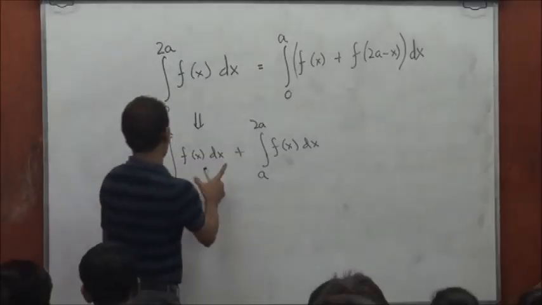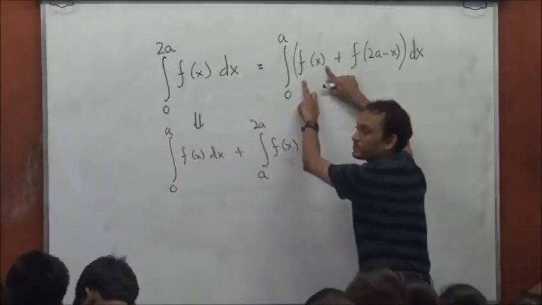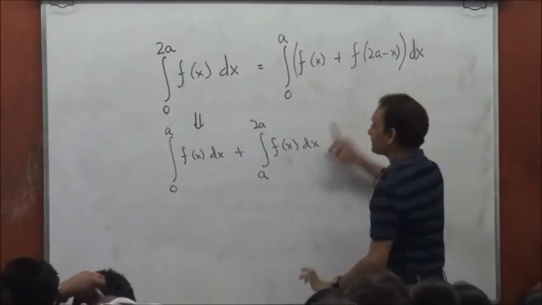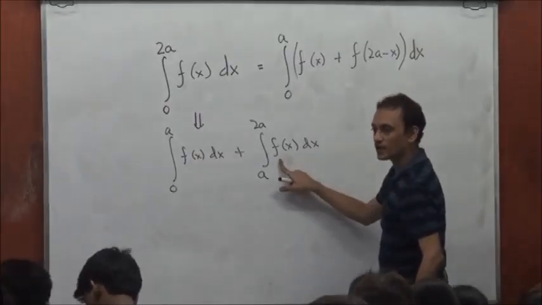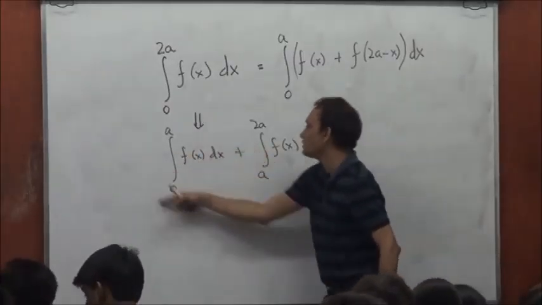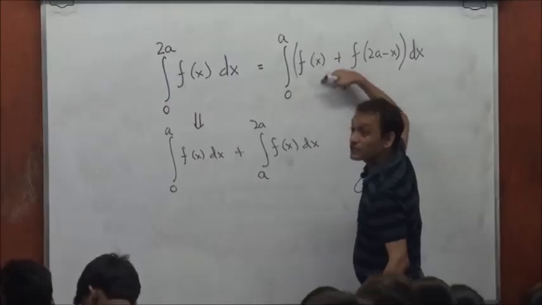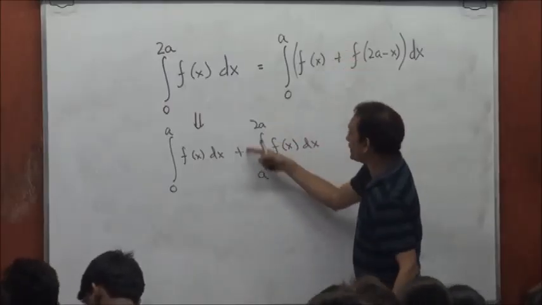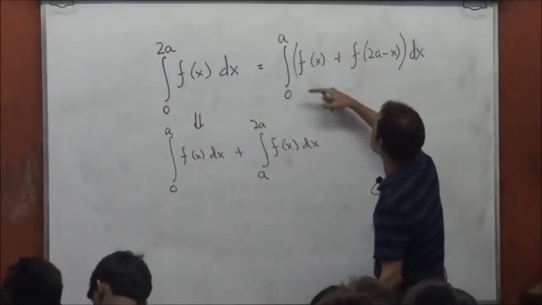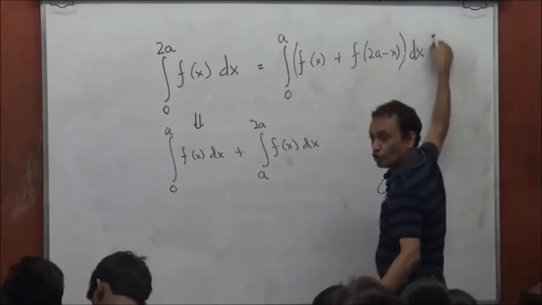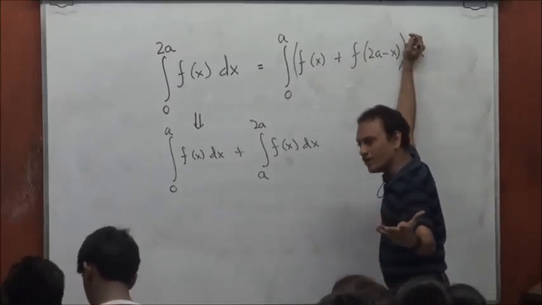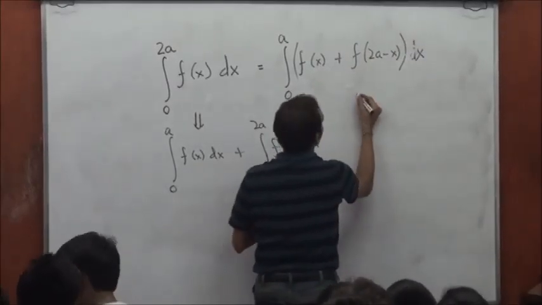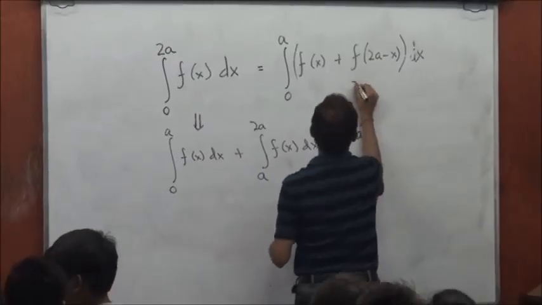Now I don't touch this because this 0 to a f of x dx is already present here. I need to work around this second integral. The first one matches with this. Yes or no? I just need to show that integral a to 2a f of x dx is 0 to a f of 2a minus x. Then the problem will be solved. Okay, so let me just look at a to 2a separately.